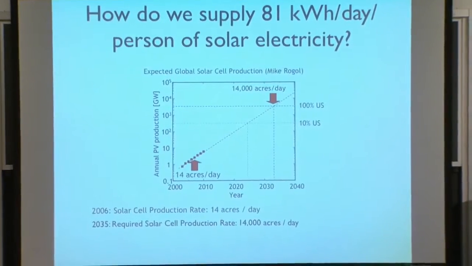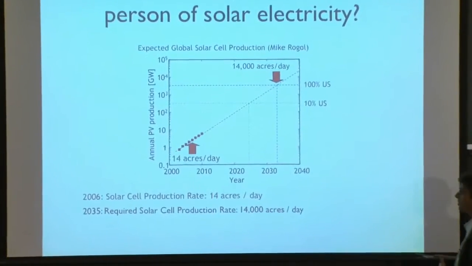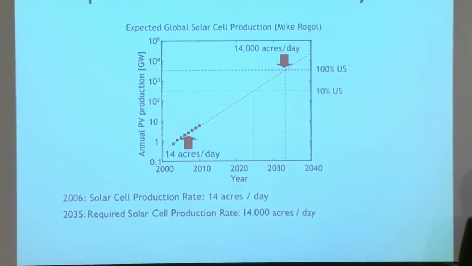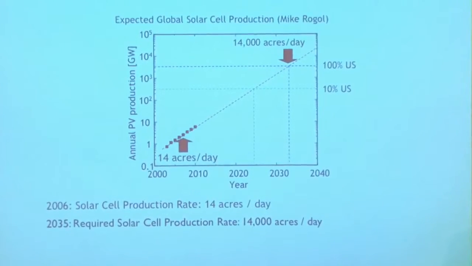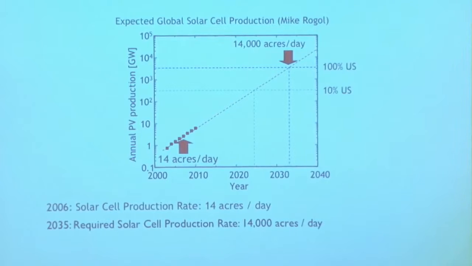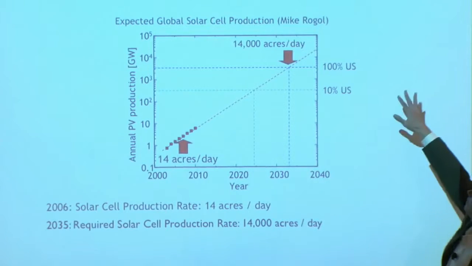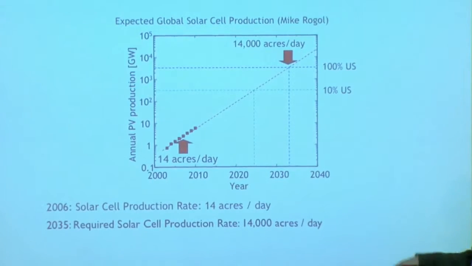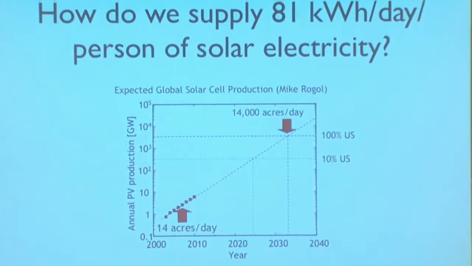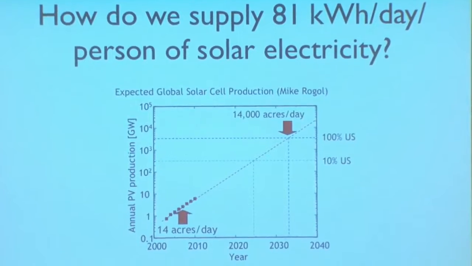There's another issue that I just want to mention that a lot of happy-go-lucky PV people don't talk about, which is again this production scale, right? We talk about how we're going to get to 81 kilowatt hours a day per person of solar electricity. That's from Without Hot Air, an analysis done in that book. That should be a target.